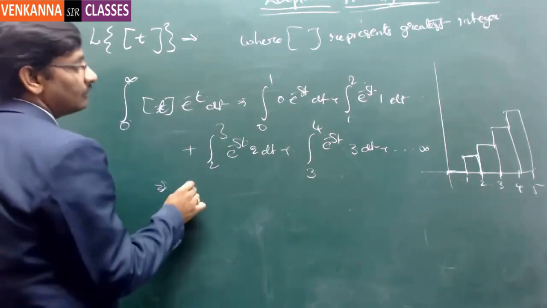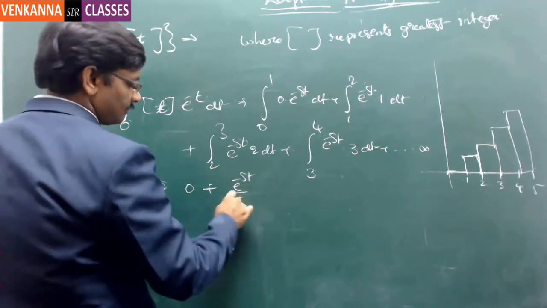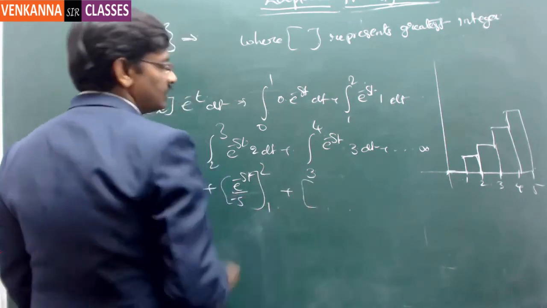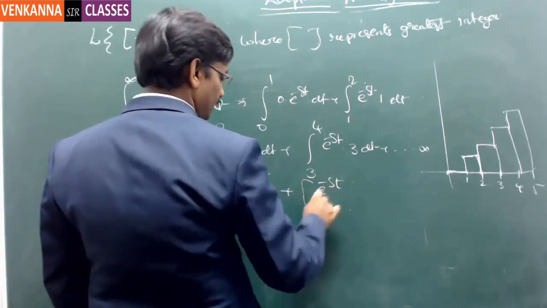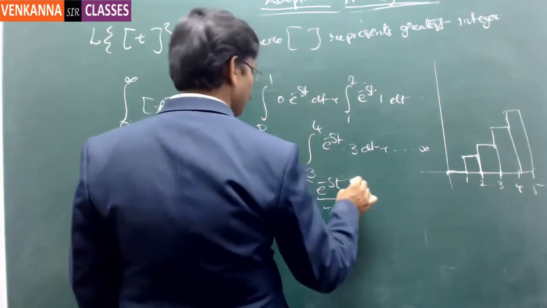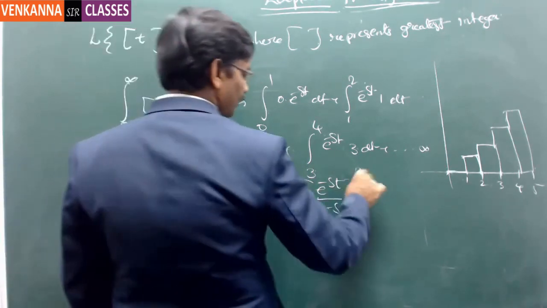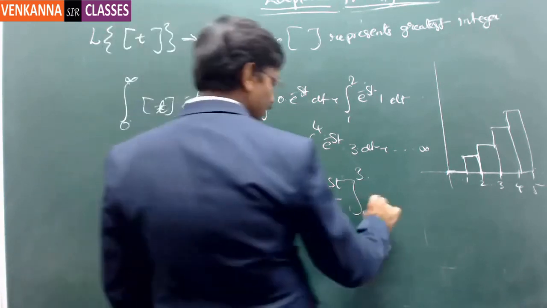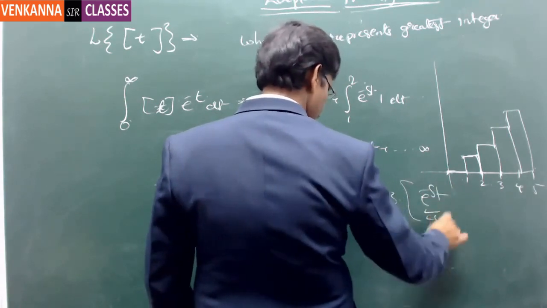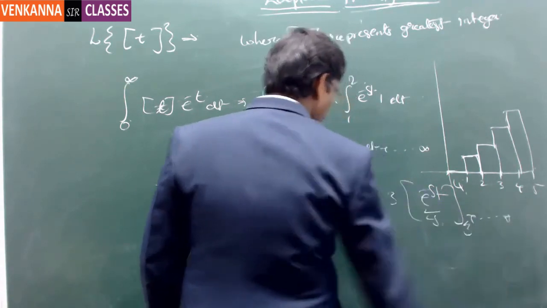So the first integral will be 0, plus the second integral will be e power minus st by minus s, with upper limit 2 and lower limit 1, plus 2 times e power minus st by minus s, with upper limit 3 and lower limit 2. Plus 3 times e power minus st by minus s, with upper limit 4 and lower limit 3, plus and so on up to infinity.